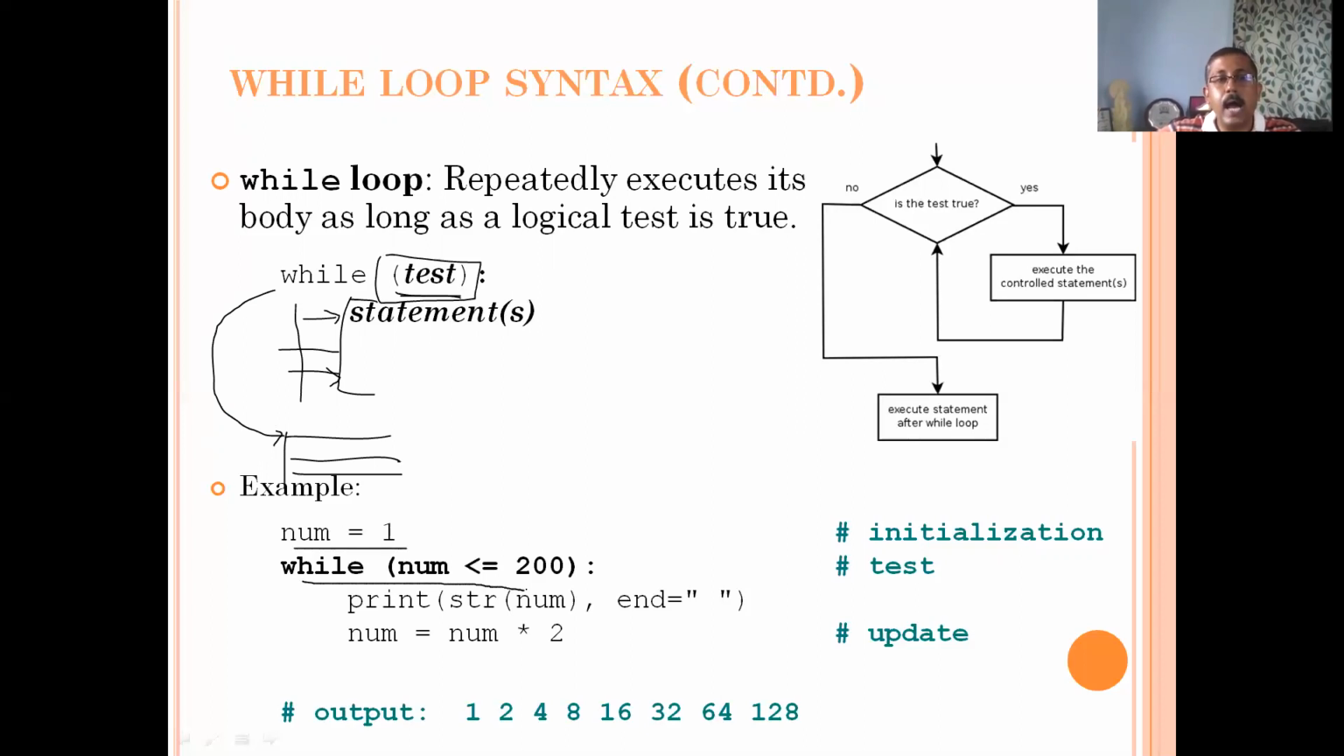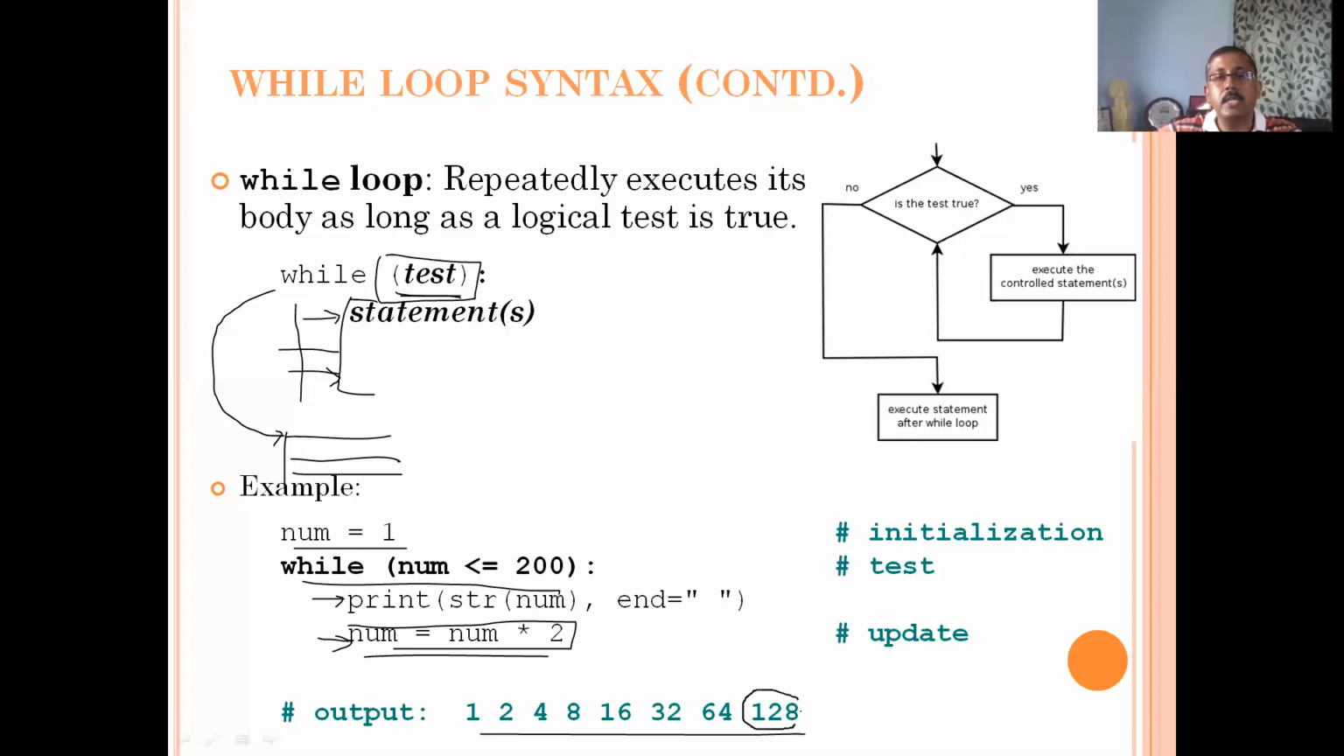So while num is less than or equal to 200, I am going to keep on doing these print statements. And as a part of the statements, I just multiply whatever is the content. So first time when I'm entering the loop, 1 into 2, 2. Next time 2 into 2, 4. Next time 4 into 2, 8. Like this, it will just keep on calculating the multiples of 2 till that point.